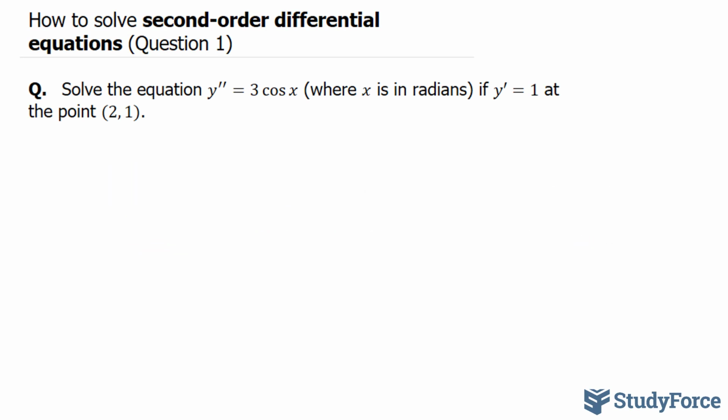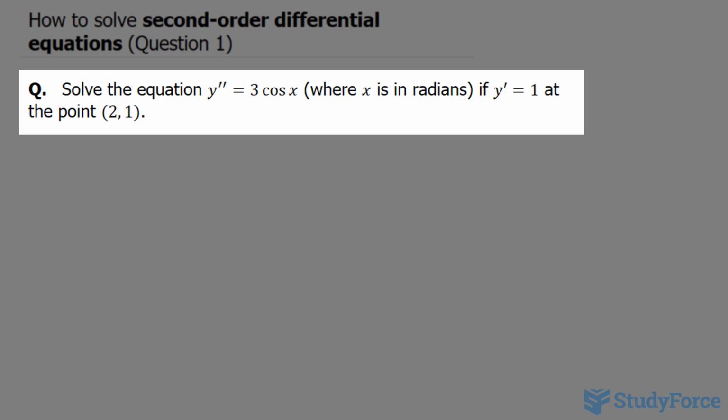In this lesson, I'll show you how to solve second-order differential equations. This is question number 1. The question reads, solve the equation y double prime is equal to 3 times cosine x, where x is in radians, if y prime is equal to 1 at the point 2 and 1.